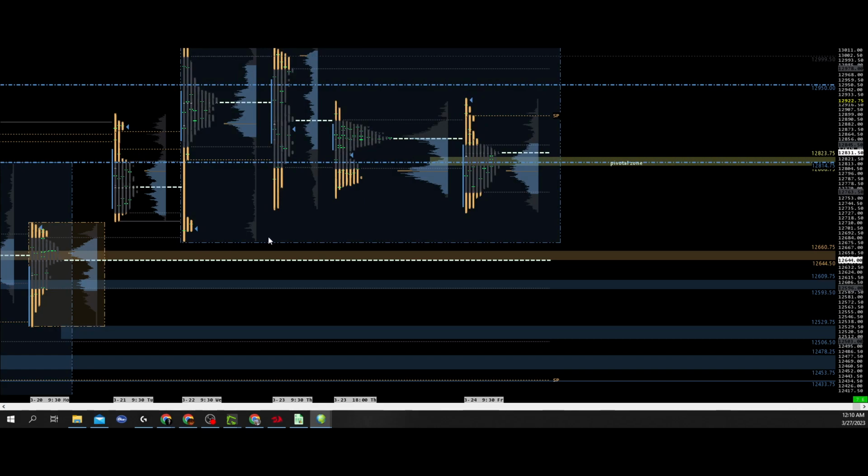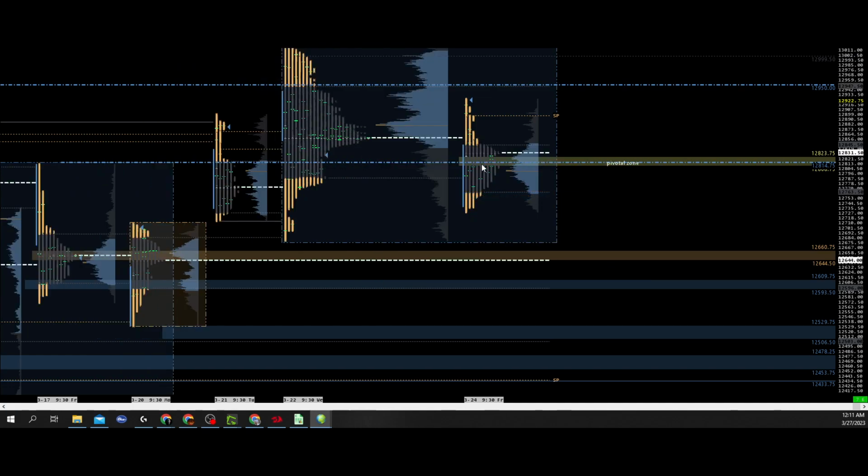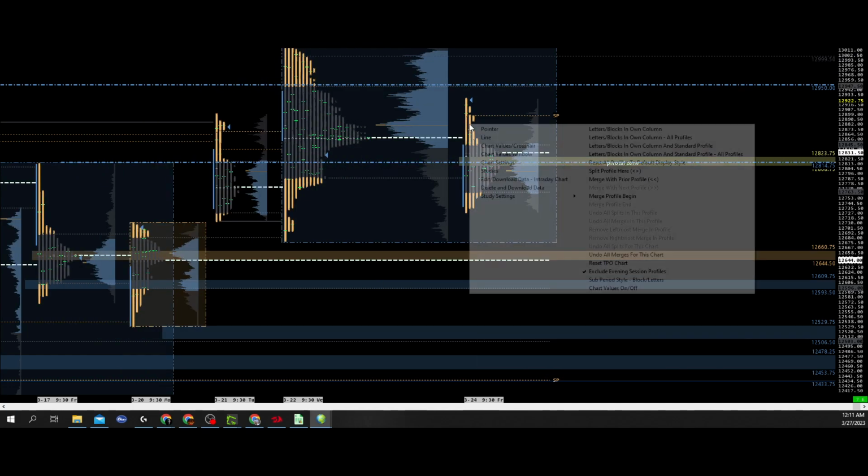So why? What do I infer from a balance area? Well, I infer potential. The potential to rotate through a balance area is one that I am always looking for. That is a high probability trade. Generally, a rotation to the midpoint of where value is. So we can include this day for now, just for the sake of this example.